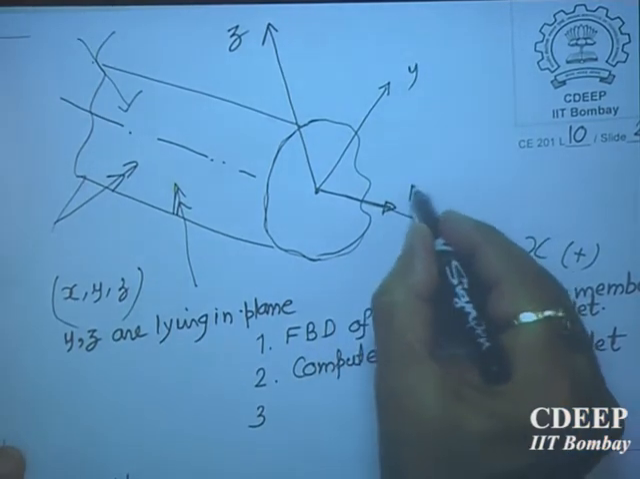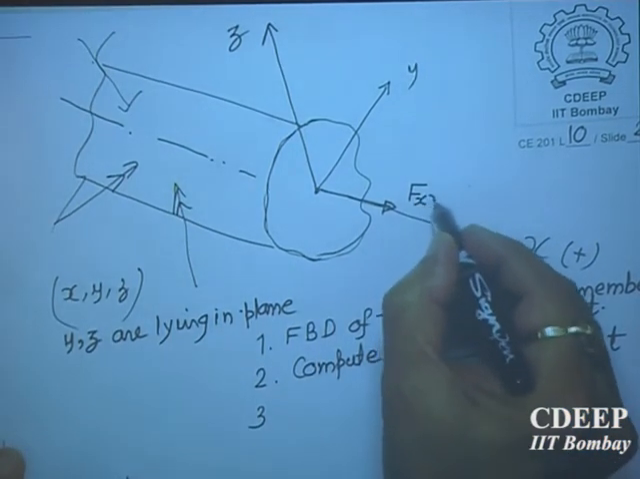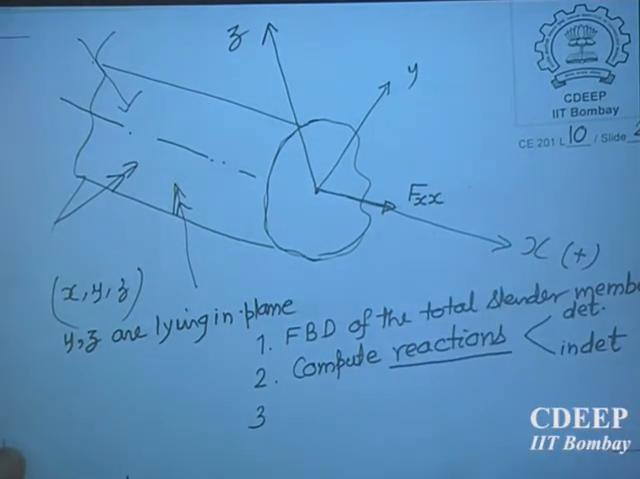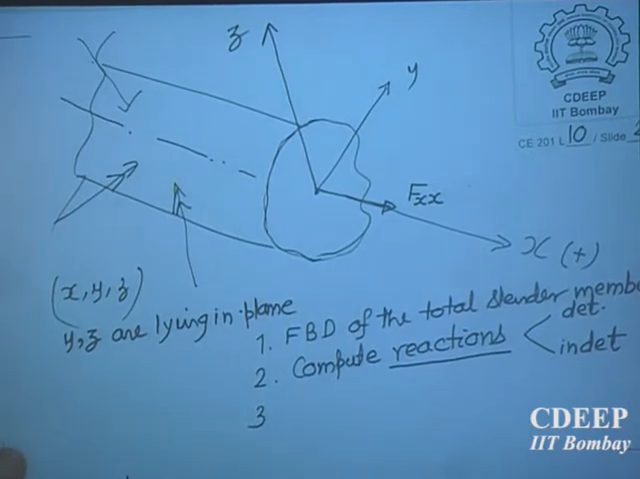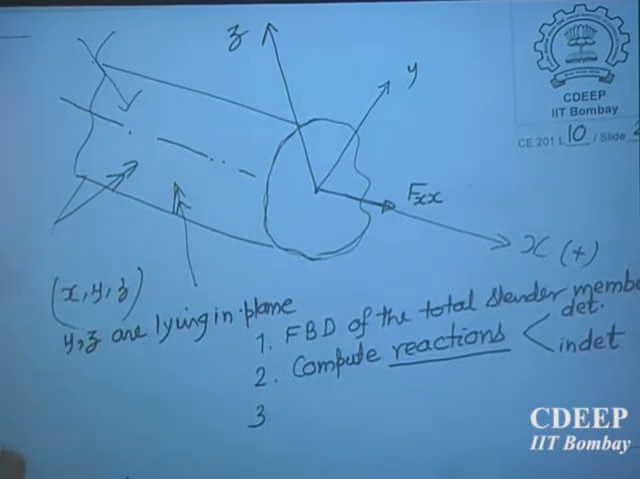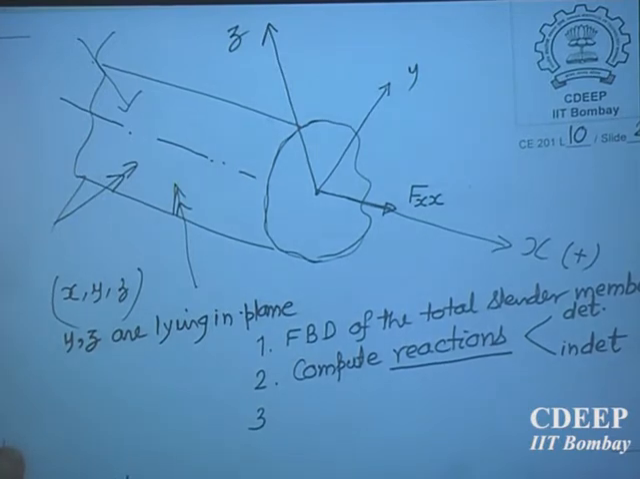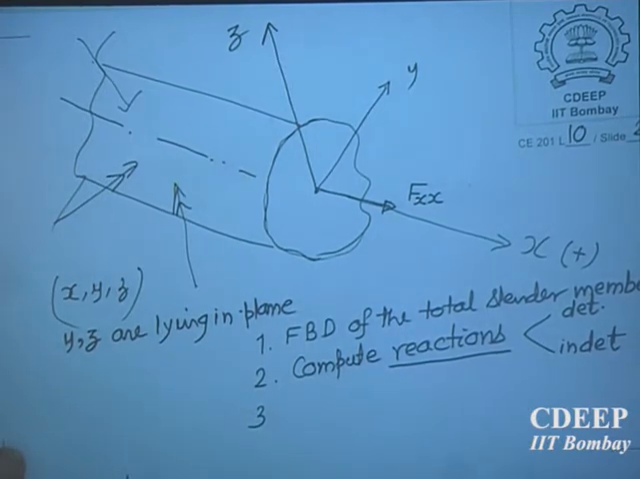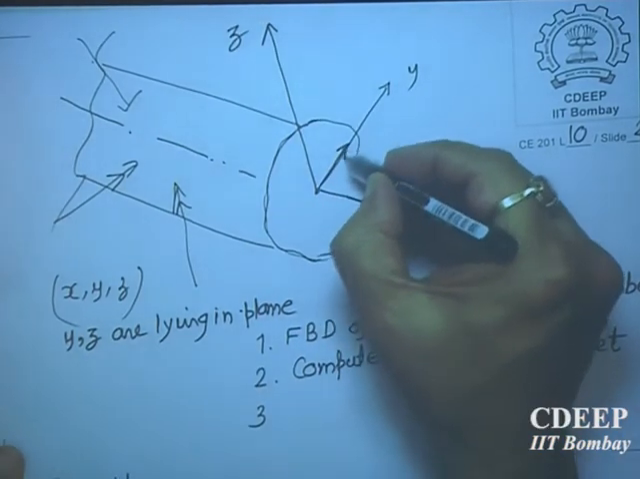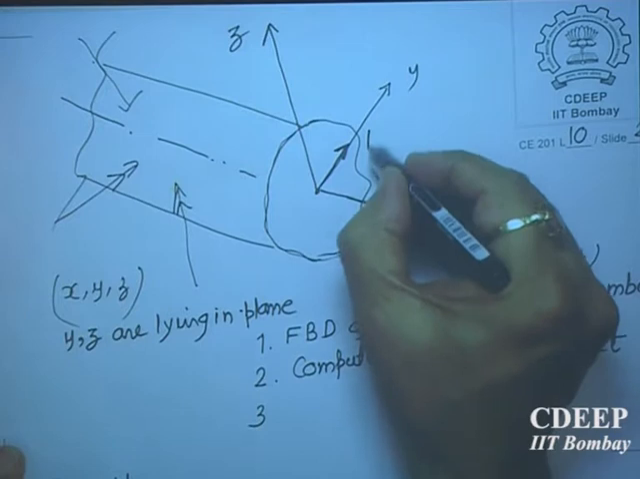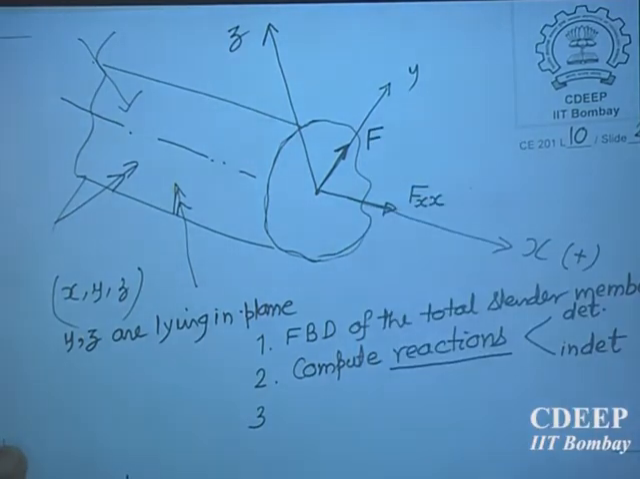a force Fxx. I am using two subscripts. Fxx means force on a plane whose outward normal is in the x direction. The first subscript defines the plane, the second subscript defines the direction. So there can be a force in the x direction. In general, you will also have a force in the y direction. What should I name it? Fxy.